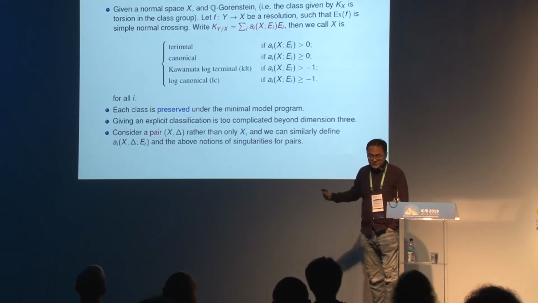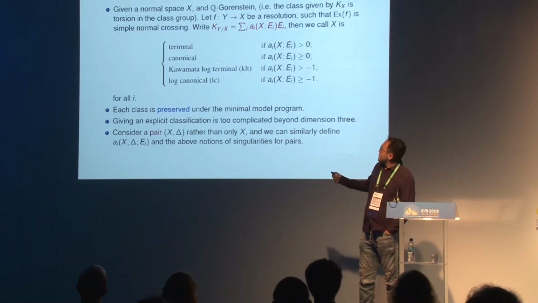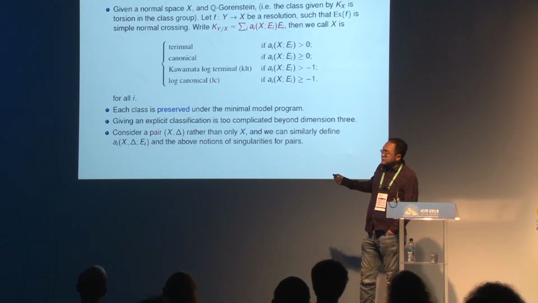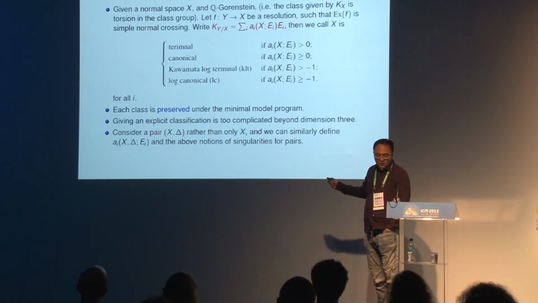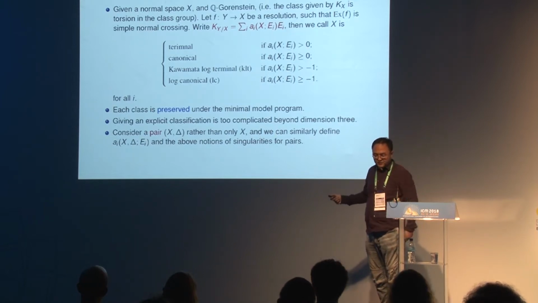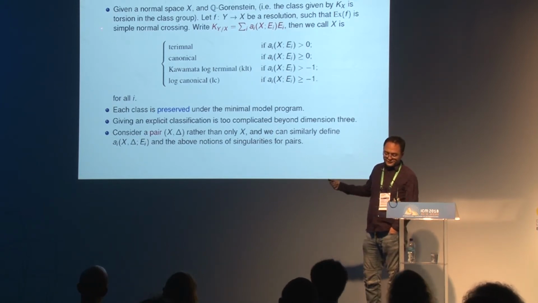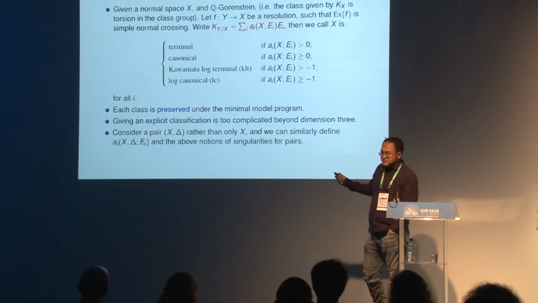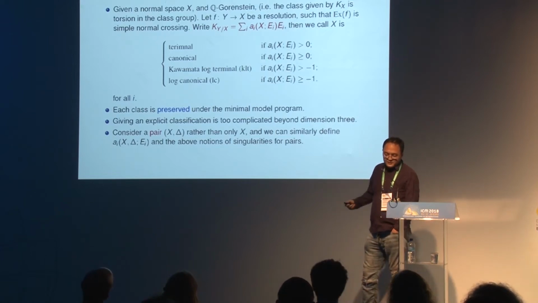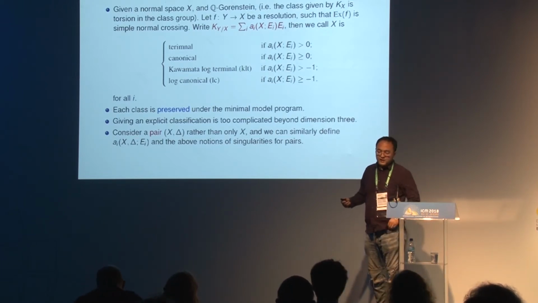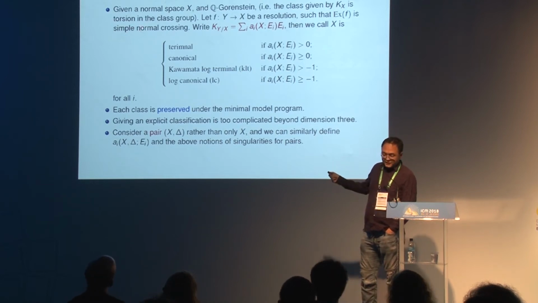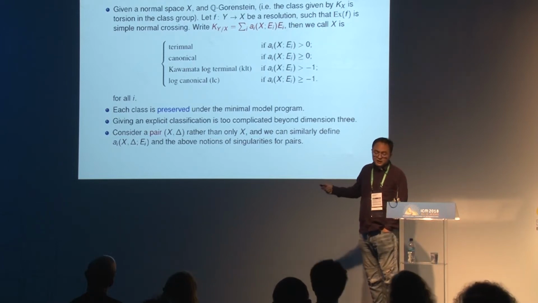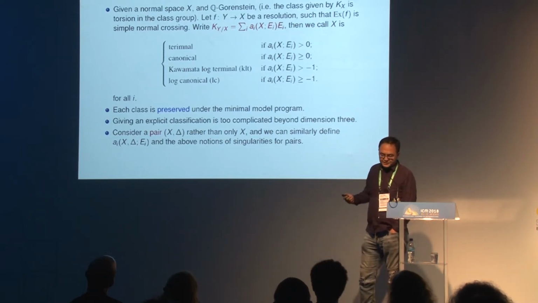On the other hand, once beyond dimension 3, it's basically too complicated to give an explicit classification of all these kinds of singularities. In dimension 2, terminal is just smooth, canonical is just ADE, and KLT is just quotient singularity. And for log canonical, you have to do a little bit more work to classify all the log canonical singularities, but we are able to classify all of them. That's actually not very hard in dimension 2. Then in the 80s, people spent a lot of time classifying singularities in dimension 3. And by that time, I think people concluded that there is no way to make an explicit classification when dimension is larger than 3.